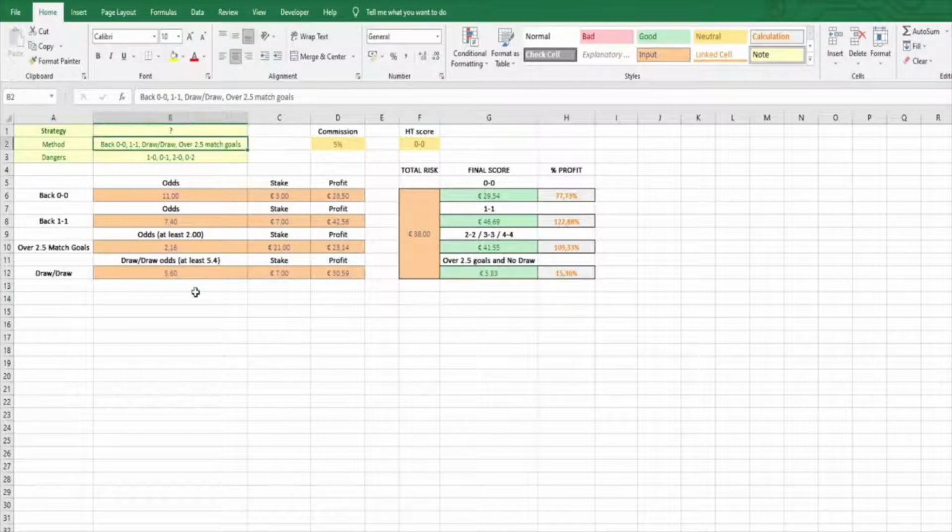First of all, you have to look for a game that you expect to be tight, two evenly matched teams, not a festival of goals, that kind of stuff. And what you do is you back 0-0, 1-1, you back draw on the halftime, full-time market, and you add over 2.5 match goals to this.